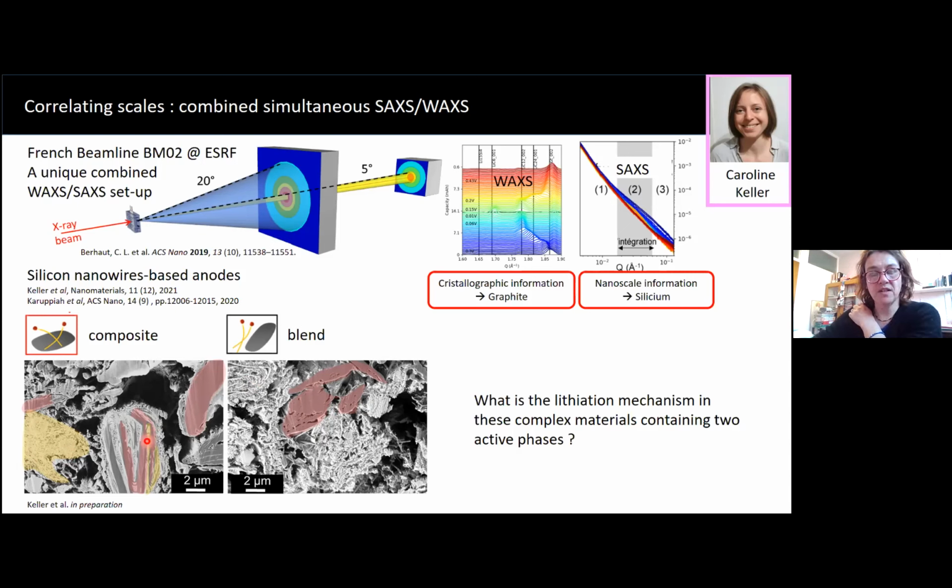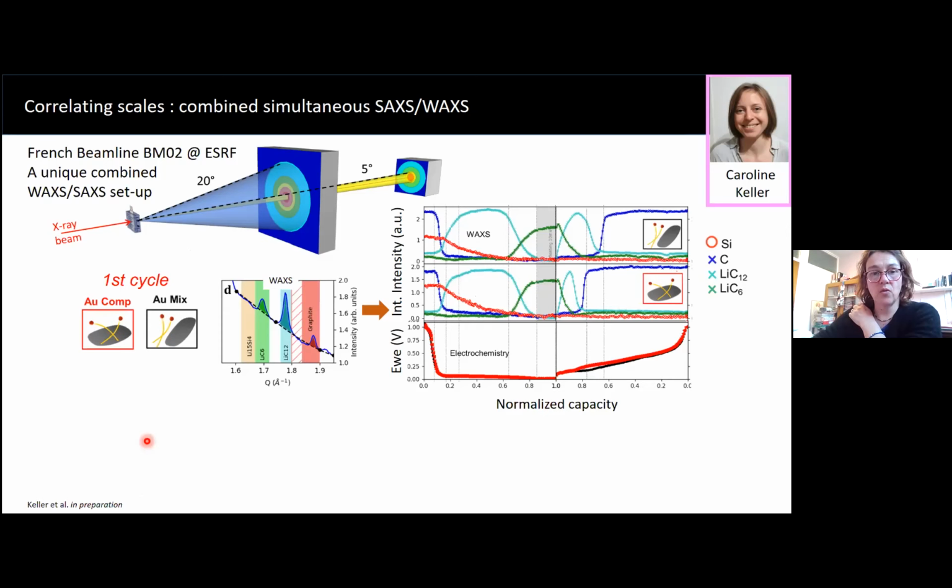So we performed this SAXS-WAXS combined experiment on BM2, and we used two pouch cells with the two different materials and looked at the first cycle. So with the WAXS, you can measure the diffraction. So you get the graphite states of lithiation with the different peaks. You can deconvolute, integrate, and then you can plot the evolution of the graphite during the cycling, during the lithiation on the left panel, and during the delithiation, and that for the two samples that we have.